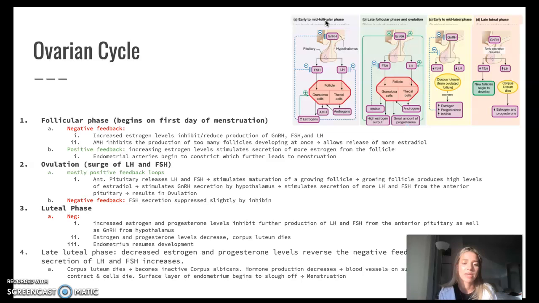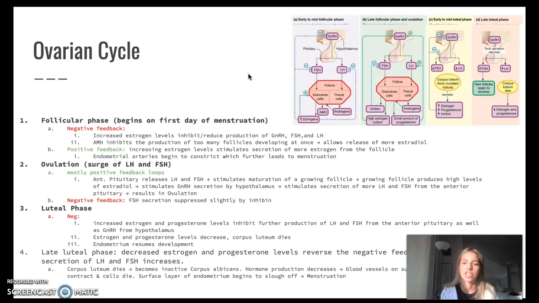There's also AMH, which inhibits too many follicles from developing at once and allows the release of more estradiol. There is some positive feedback occurring during this phase, and the increasing estrogen levels also stimulate the secretion of more estrogen from the follicle. The endometrial arteries then begin to constrict, which further leads to menstruation.